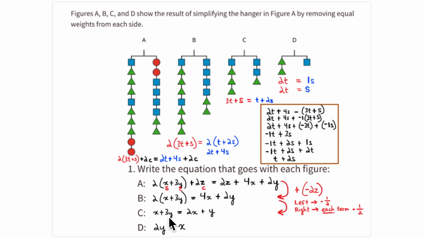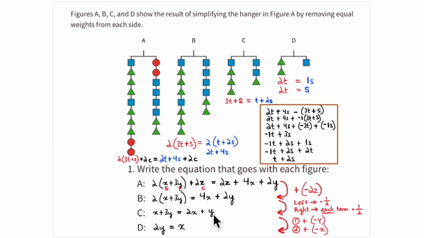So now we're left with x plus 3y, equal to 2x, so 1/2 of 4, plus y, 1/2 of 2. And to get to the last equation, we're going to add a negative x to get rid of this x. So 2x plus a negative x is 1x. And we're going to add a negative y to get rid of this y. And 3y plus a negative 1y is 2y.